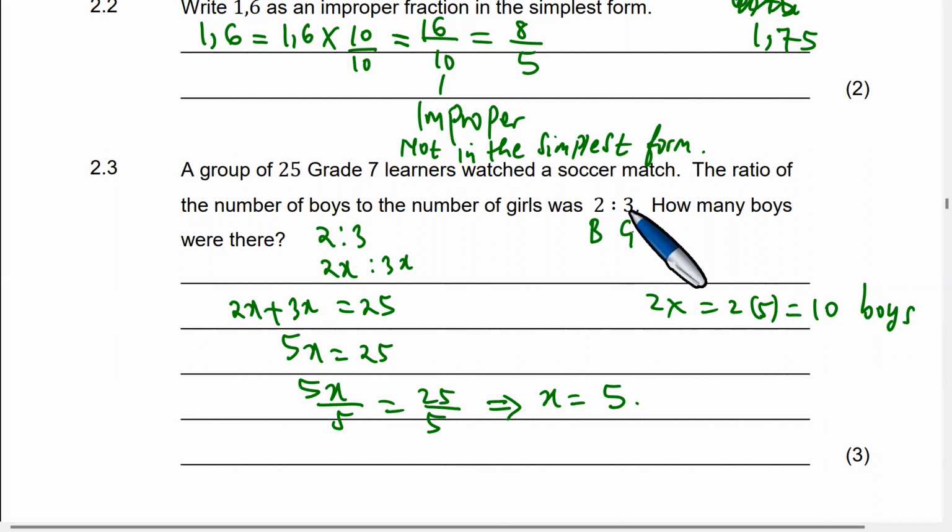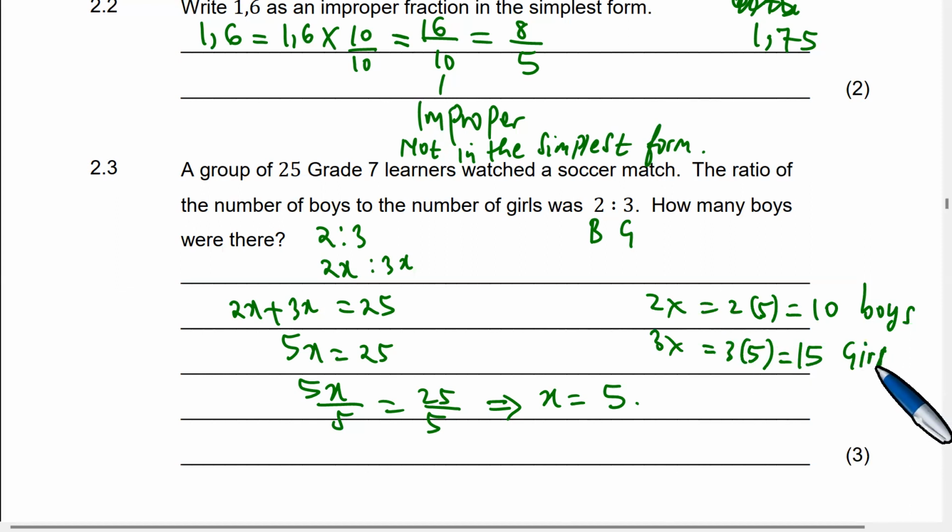The girls would be 3x, which is 3 times 5. What is 3 times 5? 15. Which is 15 girls. So there were 10 boys and 15 girls.